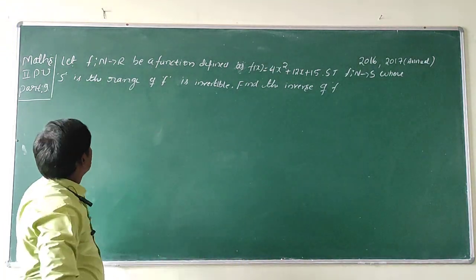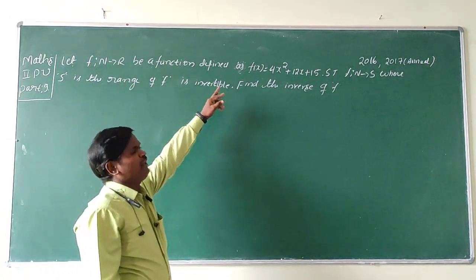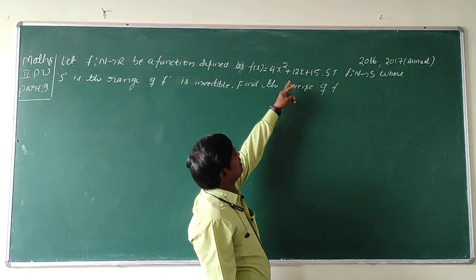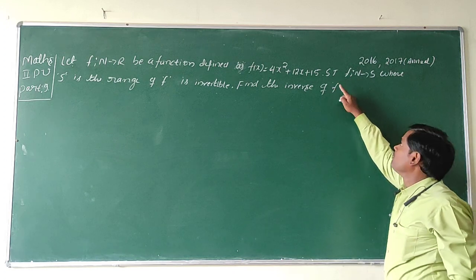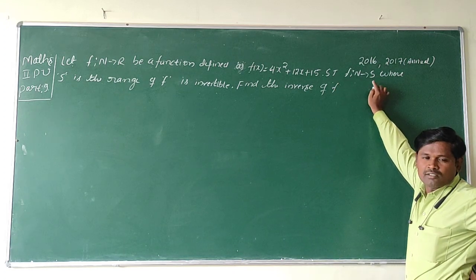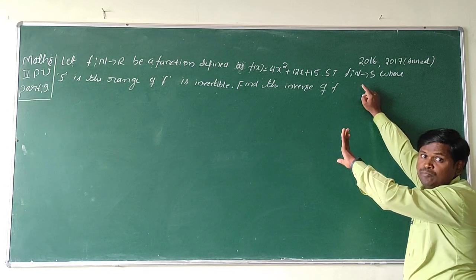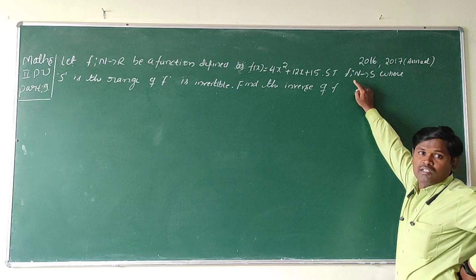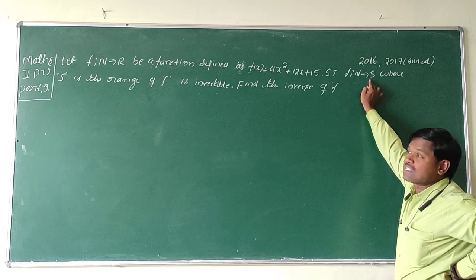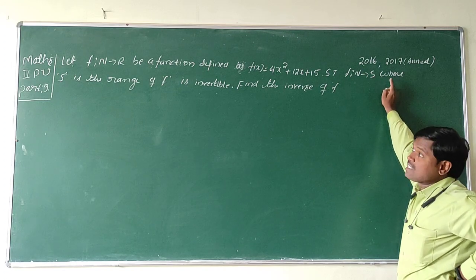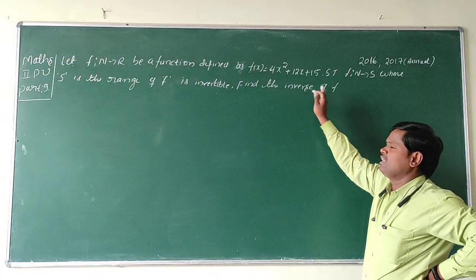See here, f is a function from N to R defined as f of x is equal to 4x square plus 12x plus 15. We want to show that f is a mapping from N to S. Here f is a function from N to R, but the inverse of the function exists if we take f as a mapping from N to S. What is S? S is the range of the function. The range of f is invertible. Find the inverse of f.